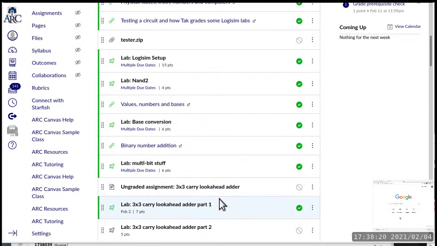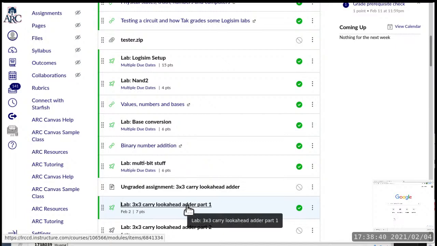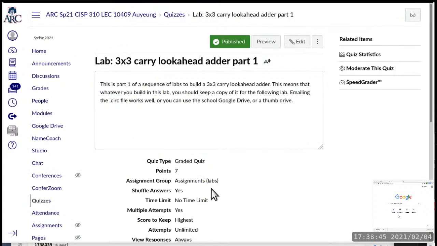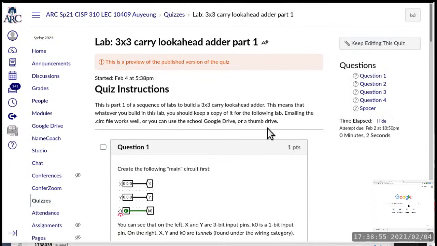So the first thing is, I want to emphasize that labs are kind of cumulative in a strange way, in the sense that the earlier labs will give you the tools to do the later labs. So that's why, in the 3x3 Part 1 lab, which is the one that you did on Tuesday, there are certain elements that rely on something that you have learned already, such as the use of splitters, multi-bit pins, multi-bit gates, and so on. So that's the first thing that you probably need to be aware of.